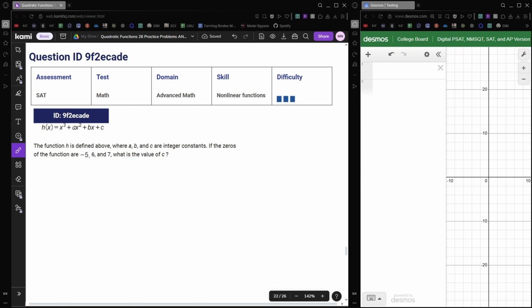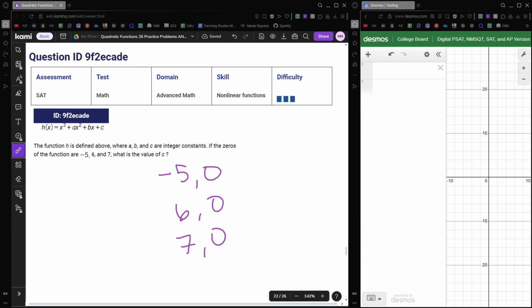Question number 22. The function h is defined above where a, b, and c are integer constants. If the zeros of the function are -5, 6, and 7, what is the value of c? Alright, so let's go ahead and write those as points. We know that the zeros on a graph are when y is equal to 0, so we could write this as (-5, 0), (6, 0), and (7, 0).